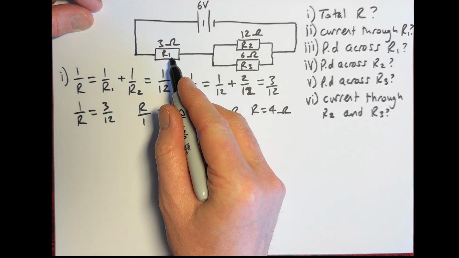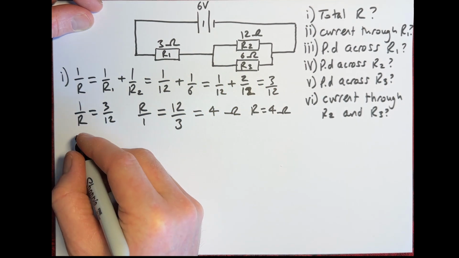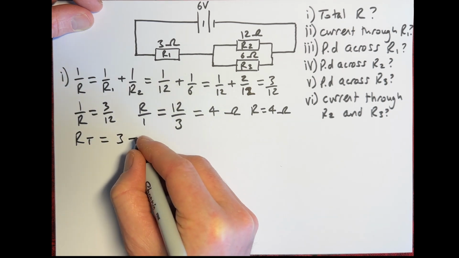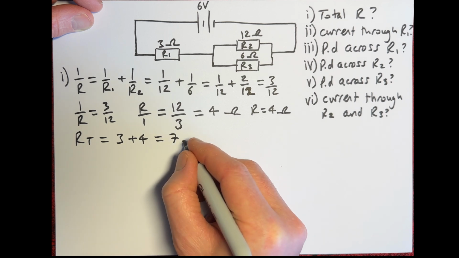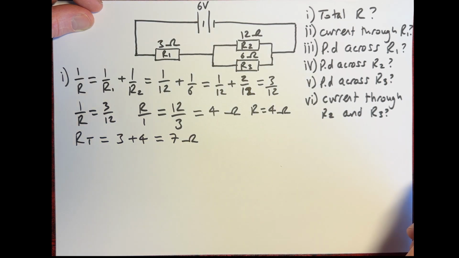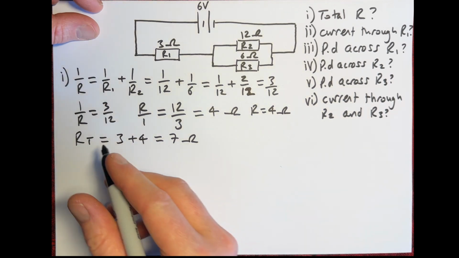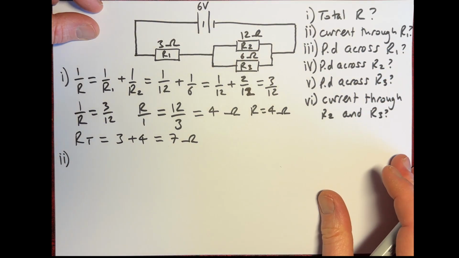Okay, so we now know that these two resistors can be replaced by a single 4 ohm resistor. So essentially now you've just got a 3 ohm and a 4 ohm resistor in series. To get the total resistance of the circuit, we're just going to add up 3 plus 4, because you add resistors in series to get the total resistance. So the total resistance comes out as 7 ohms.